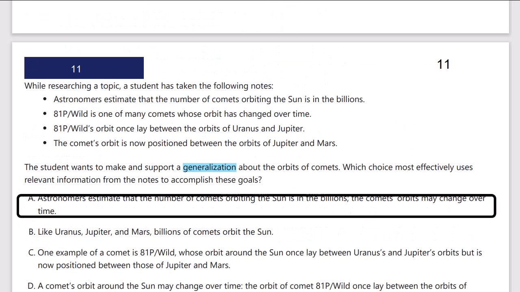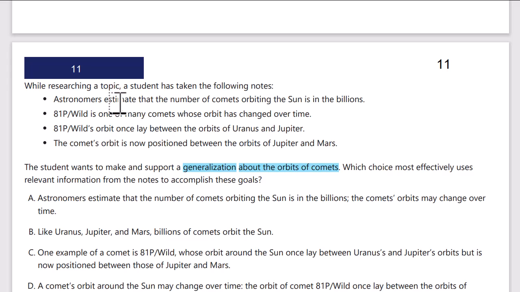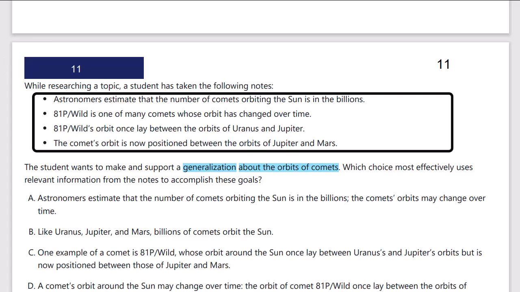Okay, this question is going to be a generalization prompt. We want to generalize some of the specific examples in the bullet points. And let's identify first what to generalize. The orbits of the comets. So we want to generalize something about the orbits of the comets specifically. So now we can read the bullet point text. Astronomers estimate that the number of comets orbiting the sun is in the billions. So that tells us some background information of the number of comets out there.